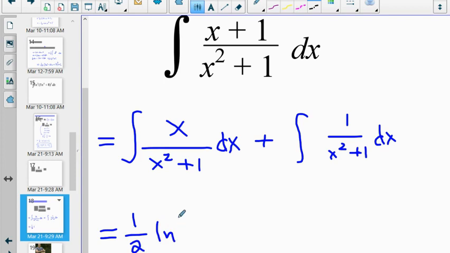We end up with 1/2 natural log of the absolute value of x squared plus 1. By the way, this is a case where, technically speaking, I don't need that absolute value because this stuff inside it, x squared plus 1, will never be negative. So the absolute values are superfluous, but I'm going to keep them there just because it's good practice to have those there.